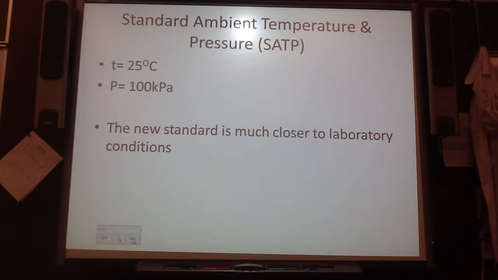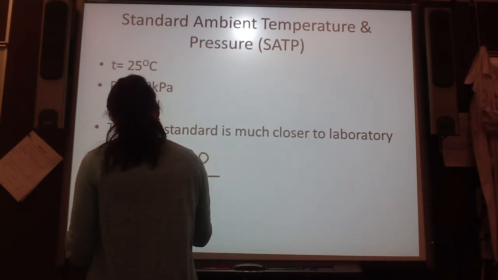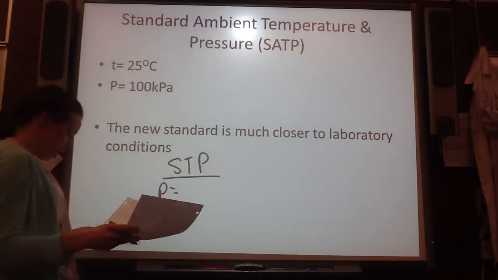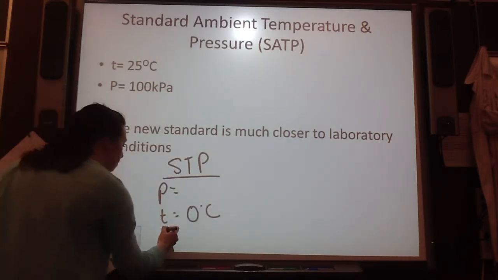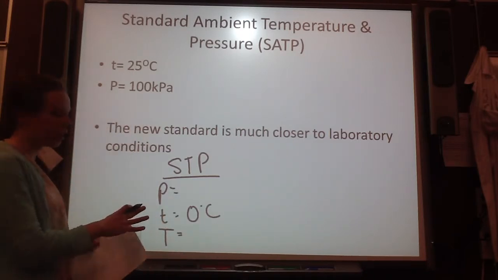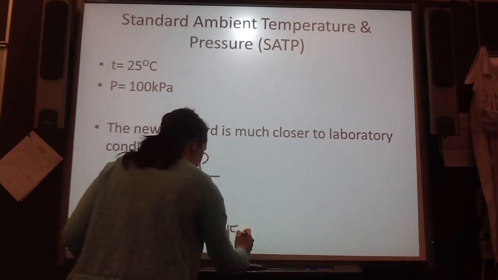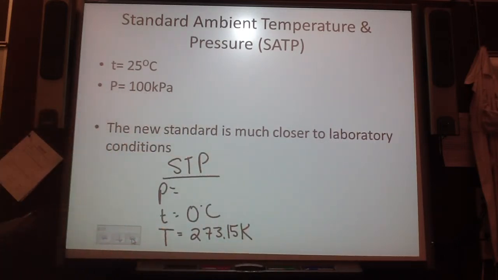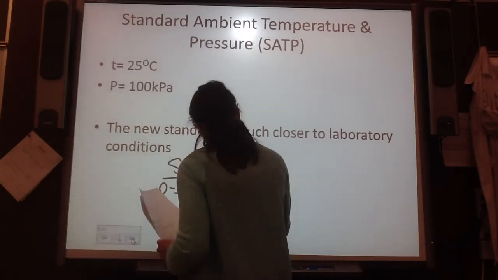And for STP, so we'll fill it in. For STP, you should have your pressure. Now little t means temperature, and you put 0 degrees there. Now the big T that is below it, I'm going to teach you later what that means, but just write it in for now. It's 273.15 Kelvin with a capital K. Your pressure is 101.325.